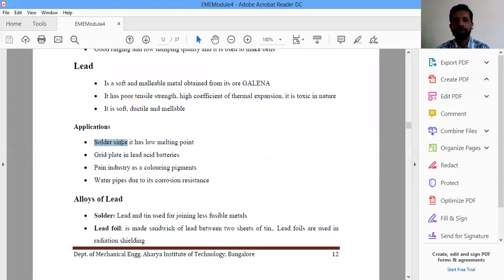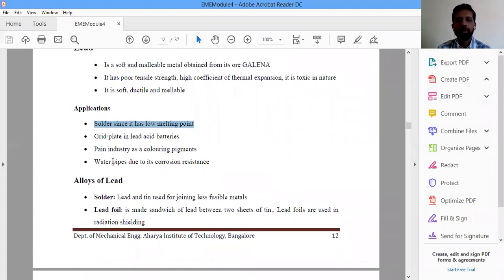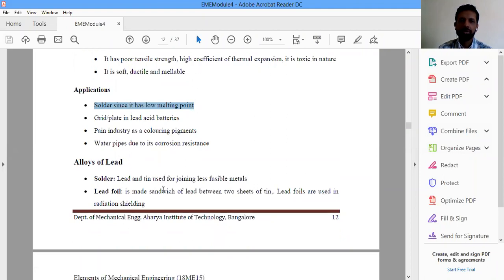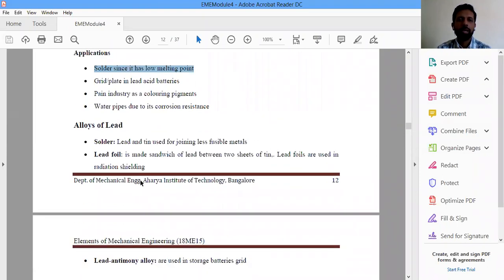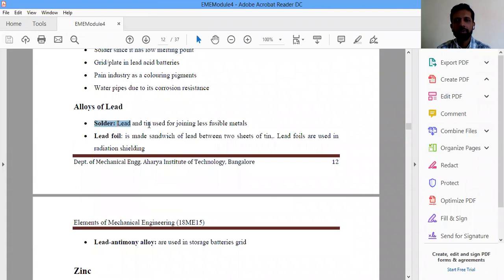Okay, so it is majorly used in soldering since it has got a low melting point. In the painting industry and water pipes also, lead has been used as a coating agent. Alloys of lead are mainly used for making soldering wires. Lead and tin will be mixed together so that we get the soldering material. So there it is being used.